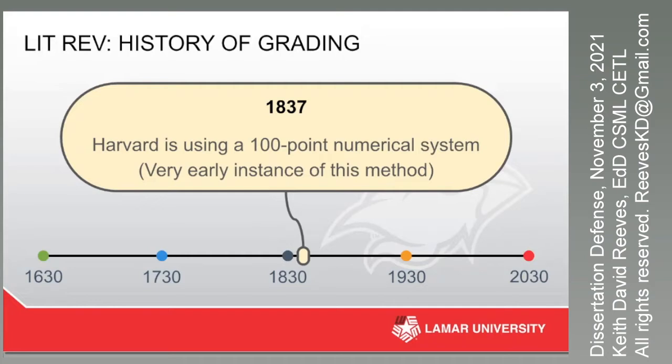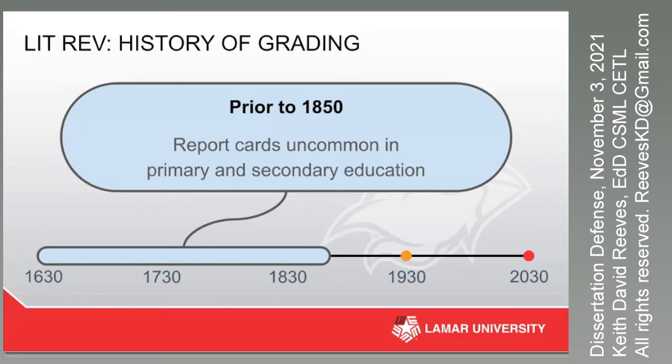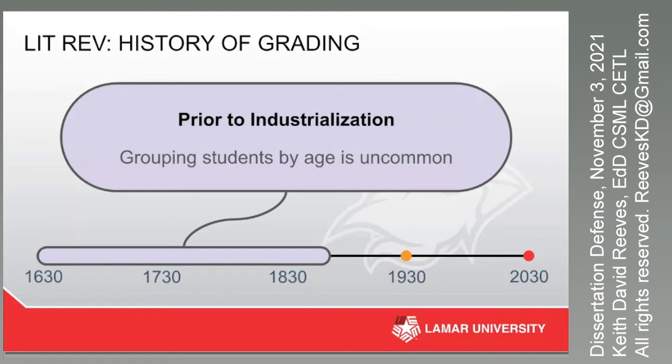By 1837, Harvard University had adopted what's thought to be the first instance of the 100-point numerical scale. In primary and secondary education prior to this mid-19th century, over 2 centuries of American education, if we're looking at the timeline, report cards were very uncommon. Instead, teachers communicated with students and families verbally or in narrative form, but either way, directly.